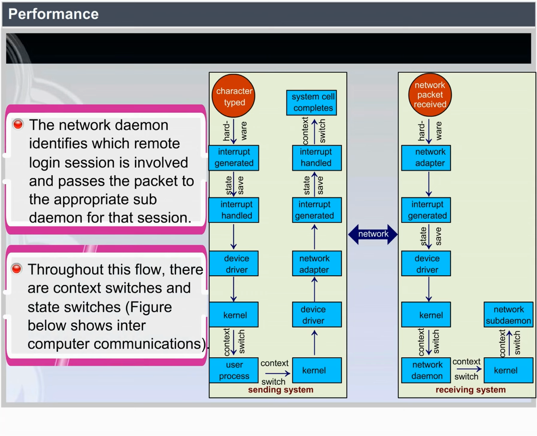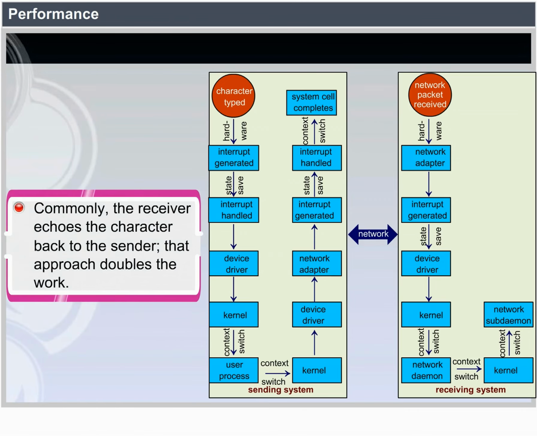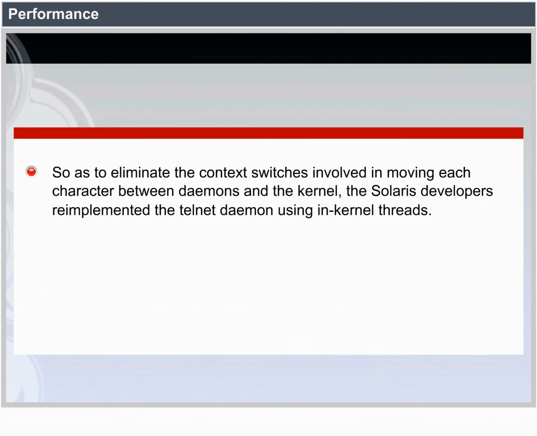Usually the receiver echoes the character back to the sender. That approach doubles the work. To eliminate the context switches involved in moving each character between daemons and the kernel, the Solaris developers re-implemented the telnet daemon using in-kernel threads. Sun estimated that this improvement increased the maximum number of network logins from a few hundred to a few thousand on a large server.